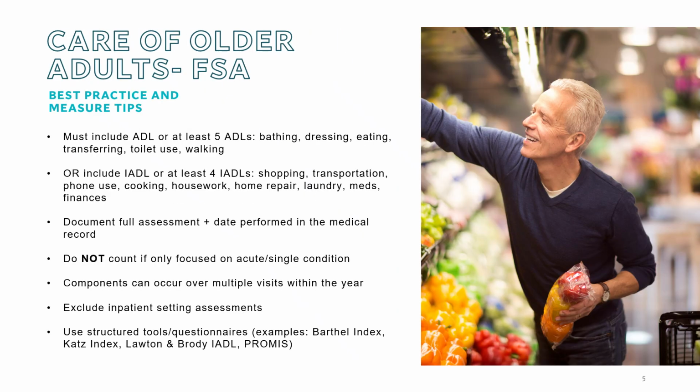Best practice and measure tips for care of older adults, FSA, which is also functional status assessment. In order to be compliant with the FSA component, a complete functional status assessment must include one of the following. We must ensure the functional status assessment is comprehensive. It's covering either the ADLs, which is the activities of daily living, or an instrumental activity of daily living, not just a single issue like a leg pain. The documentation must show the full assessment and the date. The date must be on the progress note or the assessment.